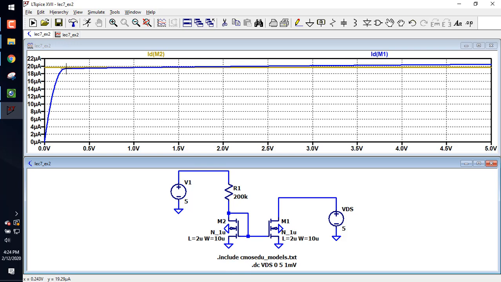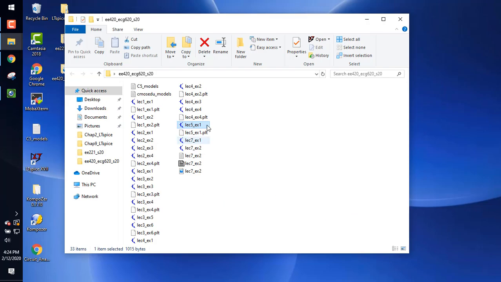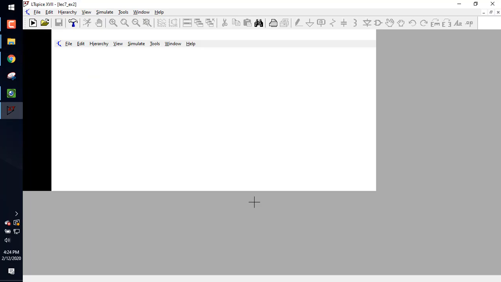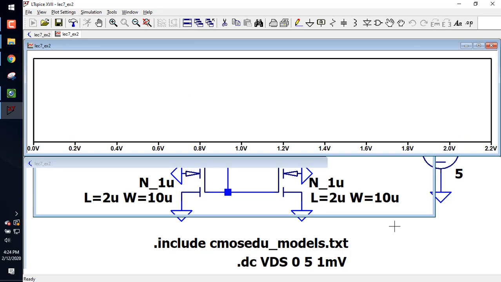Let's do one more sim, and then we're going to do matching. Any questions on current mirrors? Gabriel, any questions? All right. So let's do one more thing. Let's go. Oops, did I actually? No, I didn't. Crap. Run. I don't want you getting ripped off.